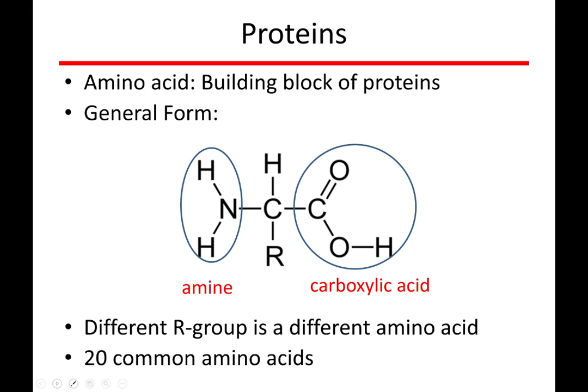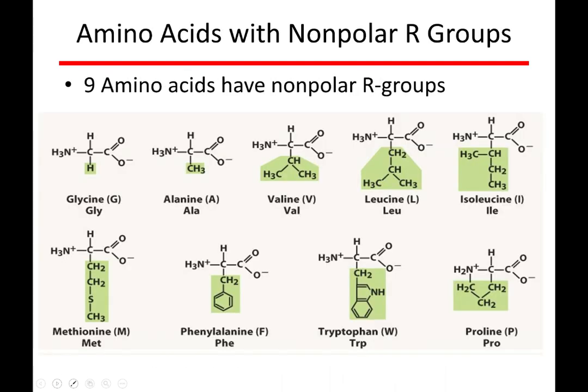Now, there are 20 common amino acids that we encounter in our everyday lives. And some of these amino acids are going to contain nonpolar R groups. And here are a few examples. So the R group could be something as simple as just a hydrogen atom in the case of glycine, or you could start talking about much more complicated R groups, right? When you have like benzene rings and stuff like that.